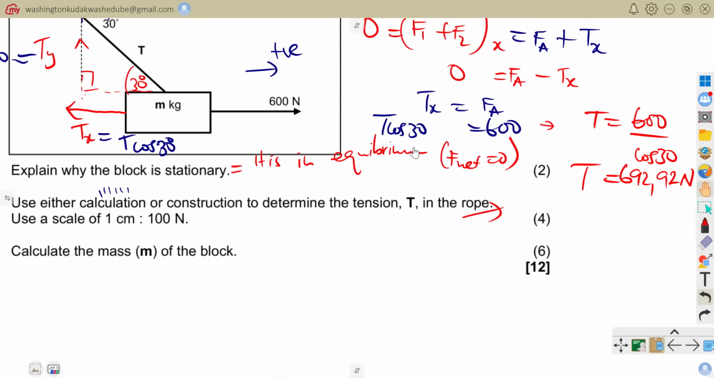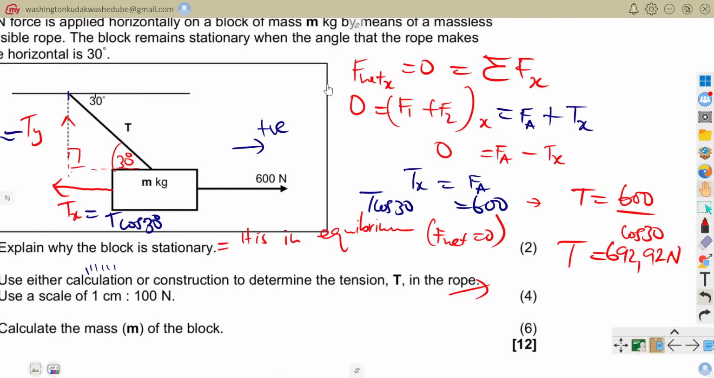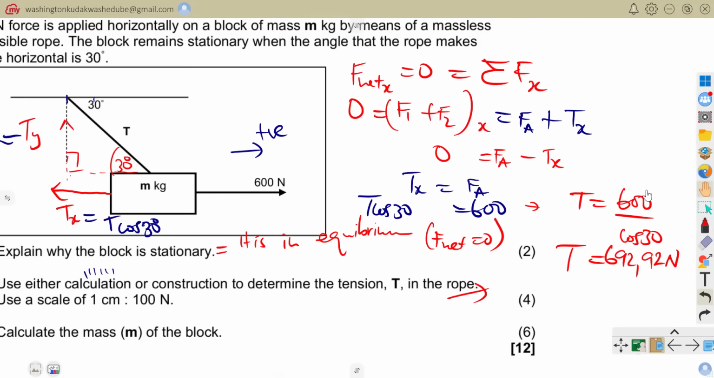So that is simply how you do it. That is what you consider here. You consider the forces in the horizontal plane, and then you say net force in the horizontal plane is equal to 0 because the object is in equilibrium. Then you consider the forces, choose your positive direction, do the vector sum in your horizontal component, and then you find the unknown, which is T.